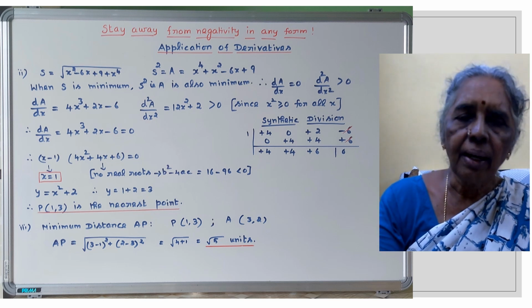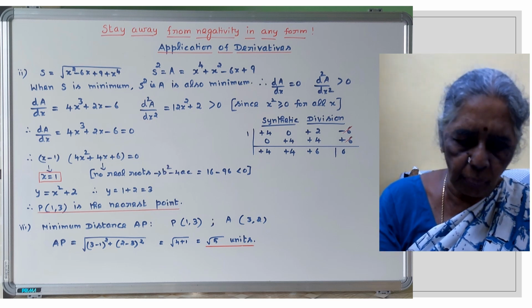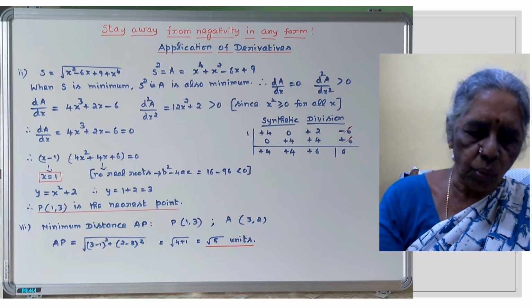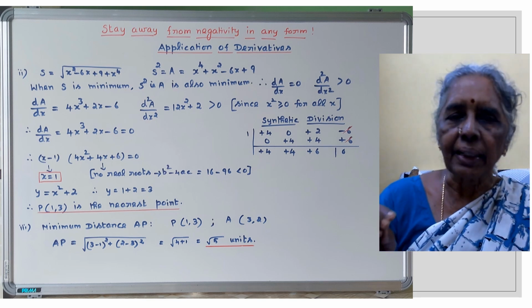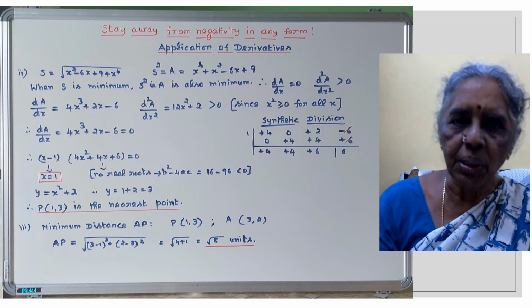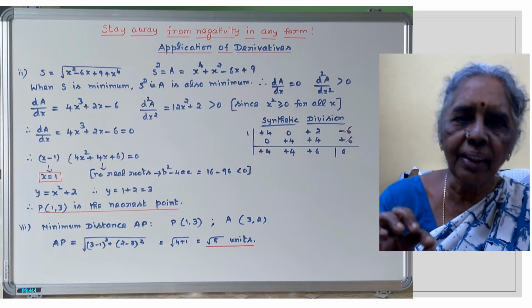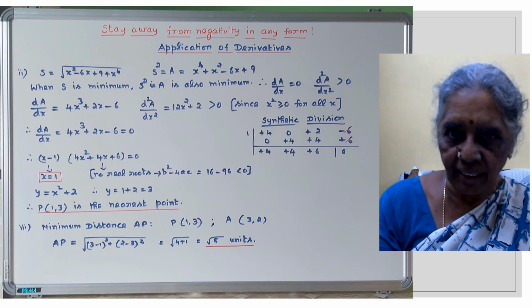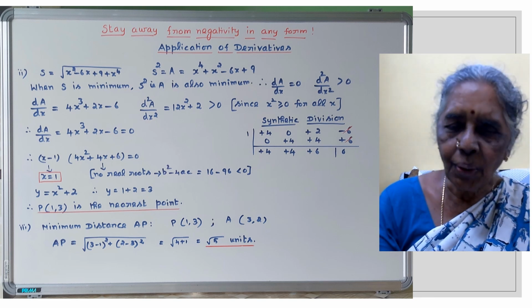Let us equate dA by dx equal to 0. So you will get 4x cube plus 2x minus 6 is equal to 0, right? Now this is a cubic equation, so we have to use synthetic division for factorizing. Those who don't know, I will explain.